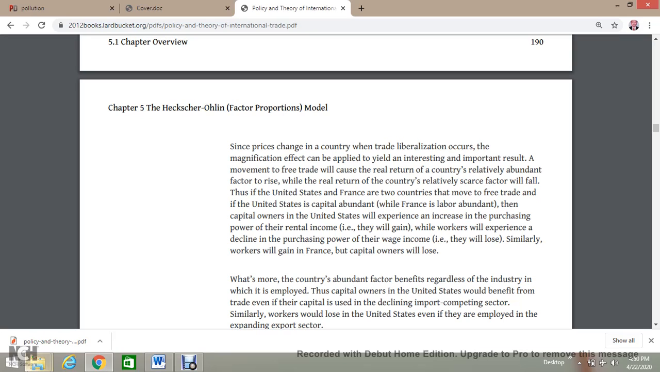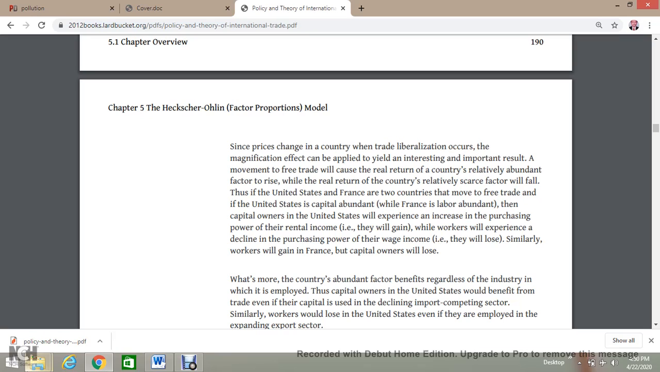So this is the main study of this theorem. Now let us understand this with an example. Let us take an example of the United States and France, two countries where free trade operates, and there is an abundance of two factors in these two countries. Let us look into it.